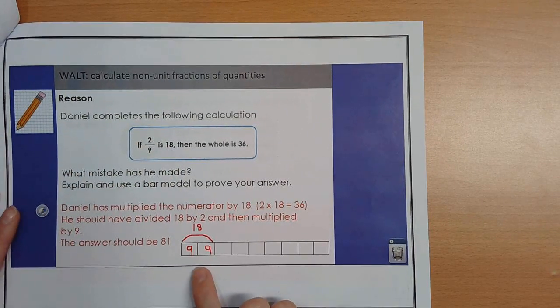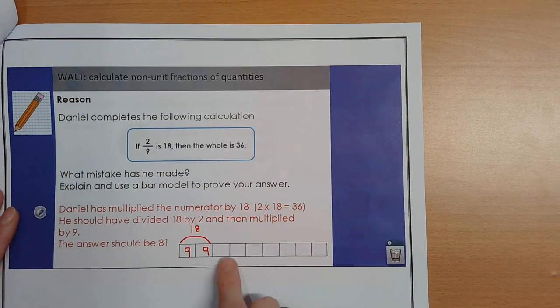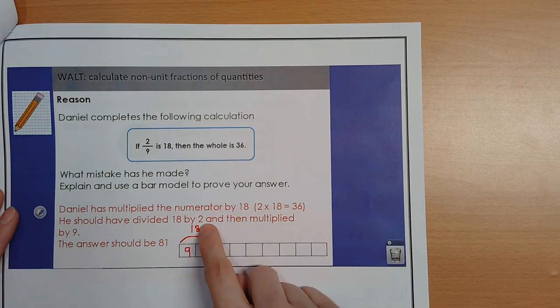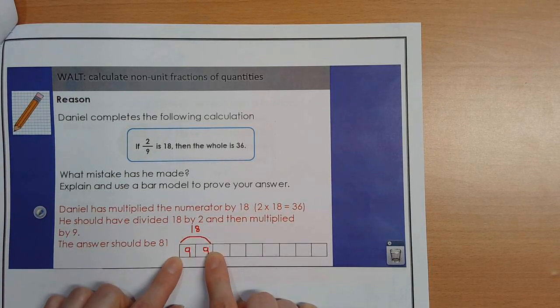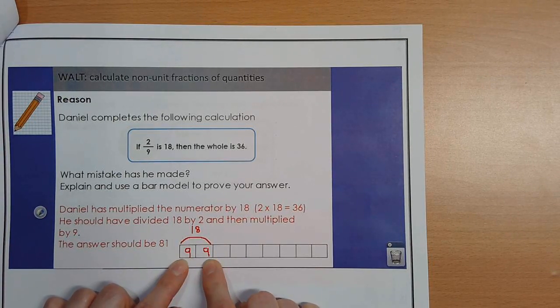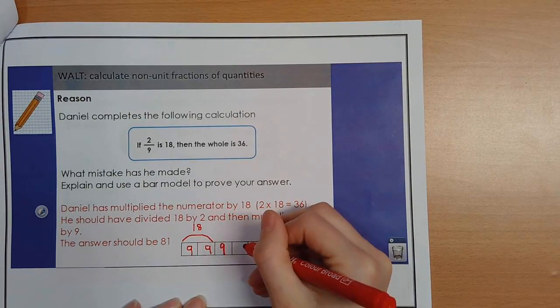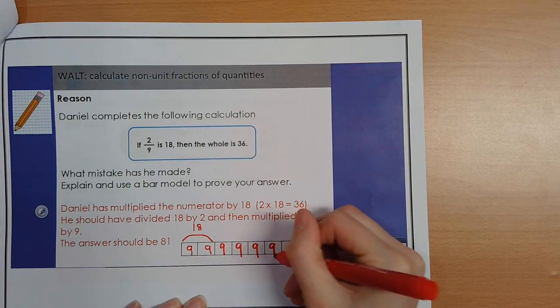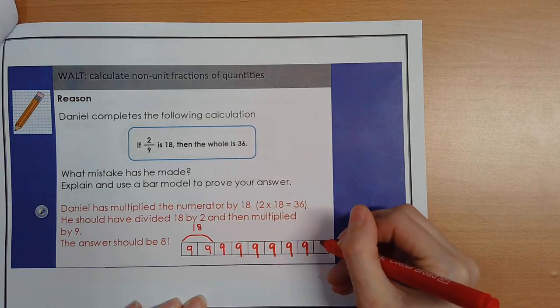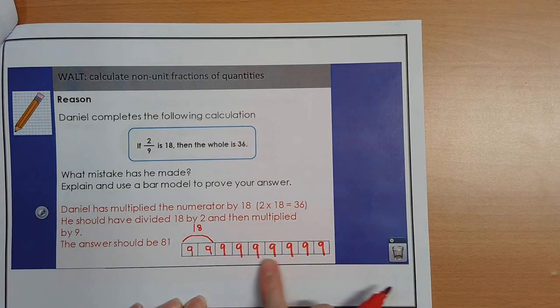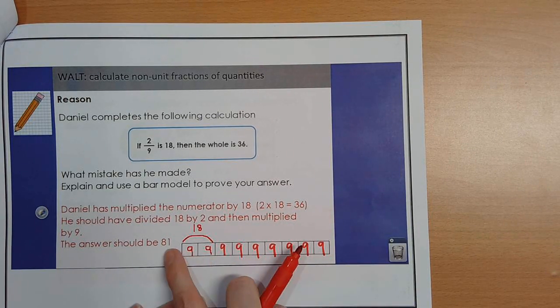So if you look at how I've done it in my bar model, I've done my 2/9: 1, 2, 3, 4, 5, 6, 7, 8, 9. There are 9 parts. 2 of them are equal to 18. So I've split them up like we've been practicing into 2 parts. So each part is 9. So if I was to label each part, as we've been practicing in our previous questions, there are 9 lots of 9, and 9 times 9 is equal to 81.